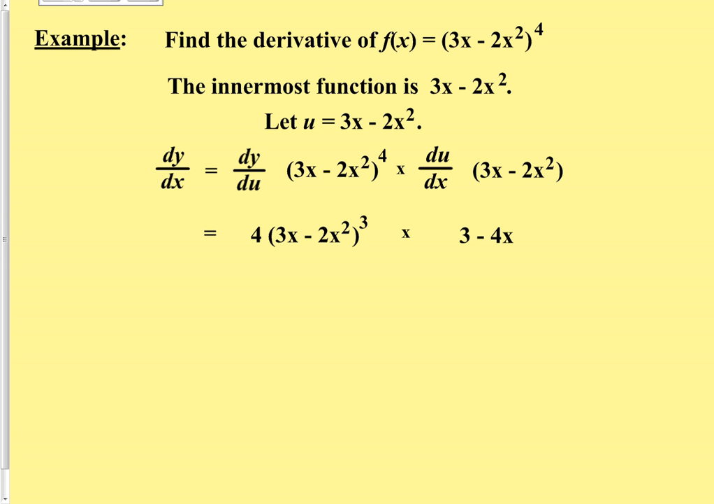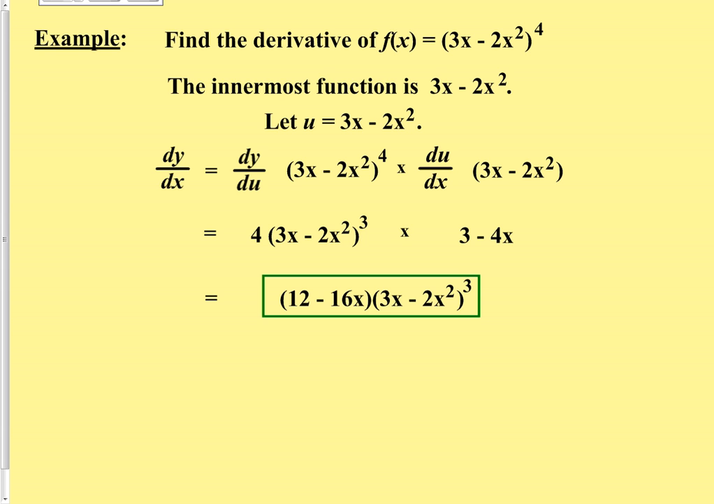Then we're going to combine our like terms. The binomial 3 minus 4x can combine with the coefficient 4, but cannot distribute into the 3x minus 2x squared binomial because the dimensions on the exponents are not matching. We could expand that if we needed to, but again, I don't see any reason to do that. So this would be where we leave our answer.